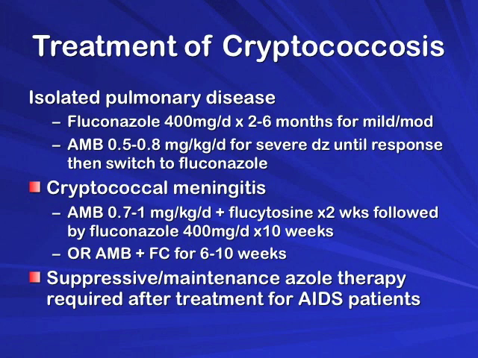So, how is Cryptococcus going to be treated? For isolated pulmonary disease with mild to moderate disease, you may be able to treat with fluconazole, but for patients with severe disease, you're going to want to use an amphotericin B formulation, either conventional or lipid, until the patient has clinical response, and then switch to fluconazole. Whereas for cryptococcal meningitis, you're going to use a combination of an amphotericin formulation plus flucytosine for at least 2 weeks, which you can follow with fluconazole for completion of 10 weeks of therapy, or 6 to 10 weeks of an amphotericin plus 5-FC.